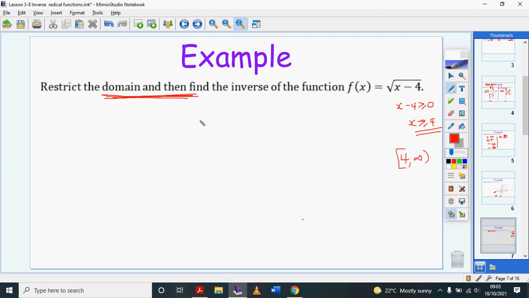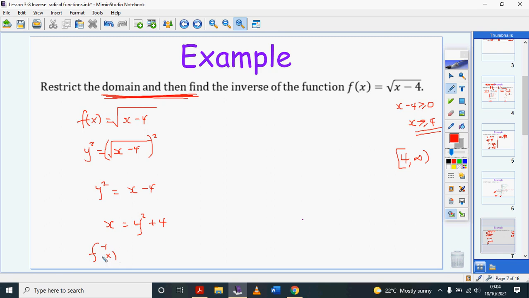So if that's my domain, then I'm going to look at the function. The function says f of x is equal to the square root of x minus 4. Then I'll try to find the inverse. Remember, this is y is equal to the square root of x minus 4, and at that stage I need to solve for x. So to solve for x, I'll start by squaring both sides. So I'll have y squared is equal to x minus 4, and when I make x the subject, I hope you can see x is equal to y squared plus 4, and when I rewrite it, my inverse function is equal to x squared plus 4.